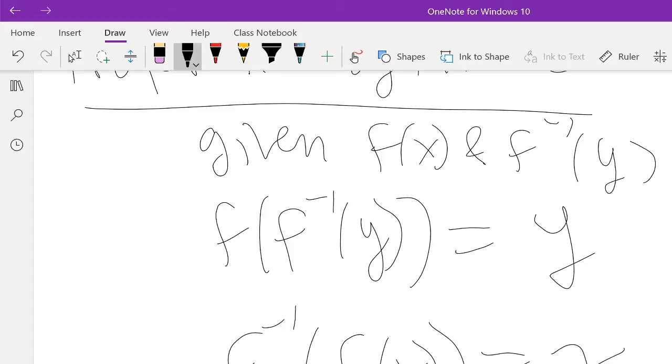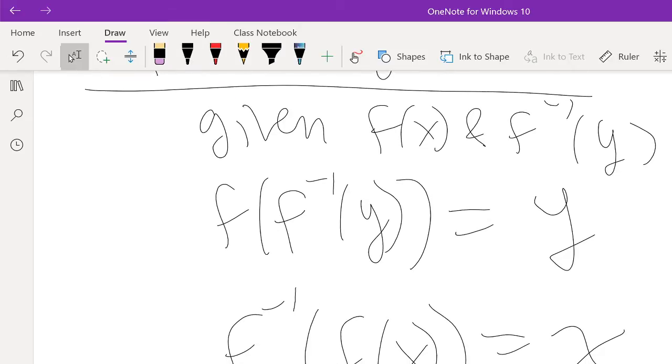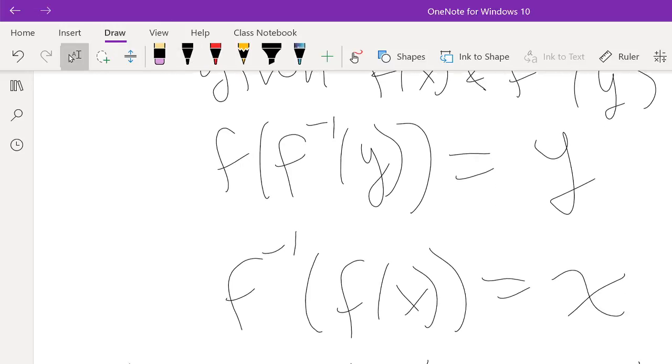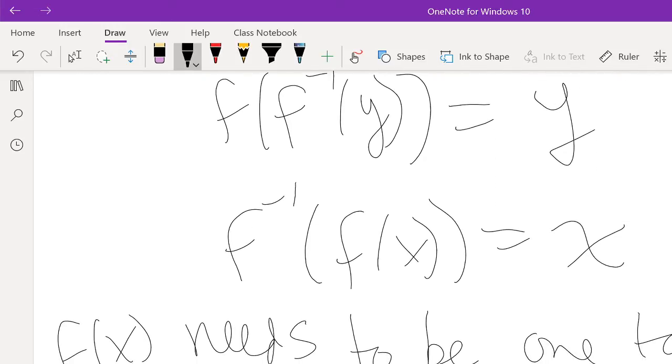All right. Now, when do we have the existence of an inverse? As it turns out, in order for f of x to have an inverse, f of x needs to be one to one for existence of an inverse.